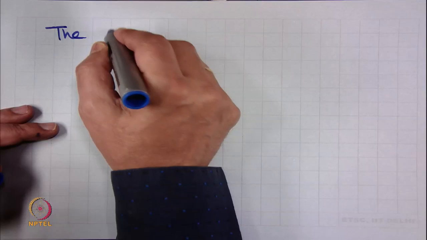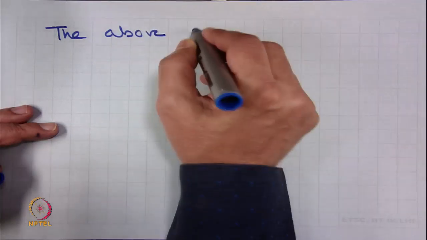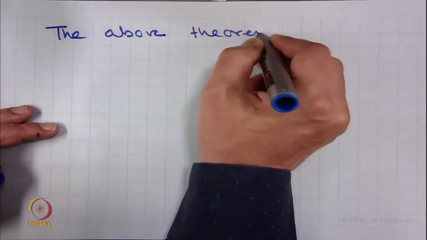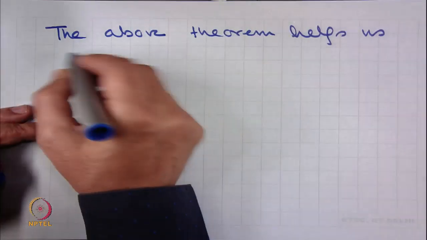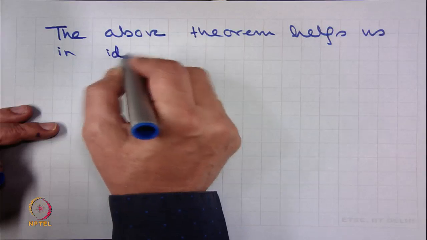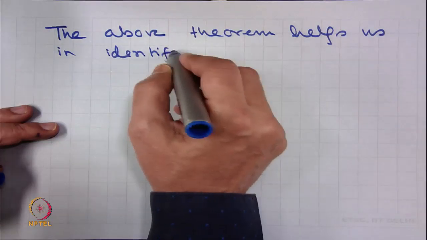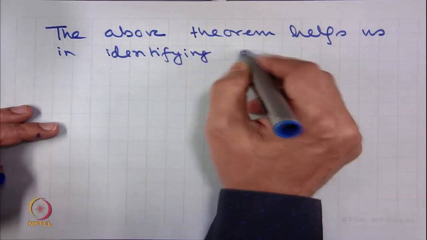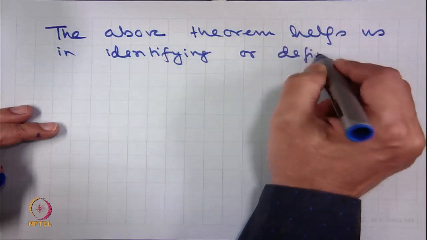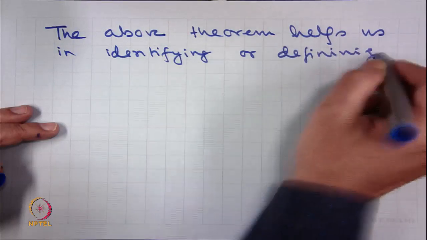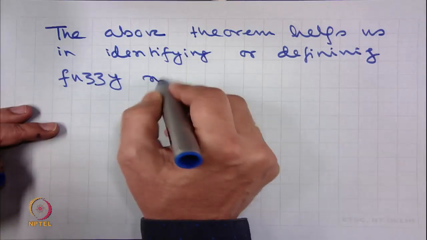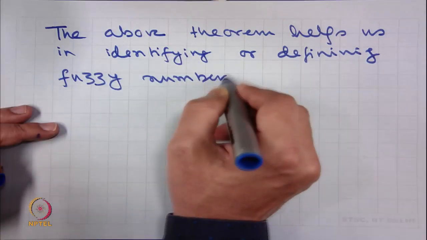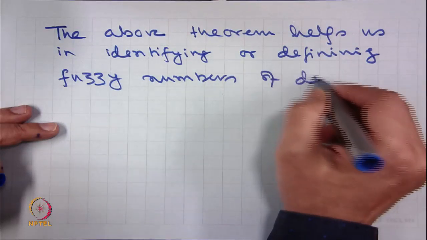The above theorem helps us in identifying or defining fuzzy numbers of different types.